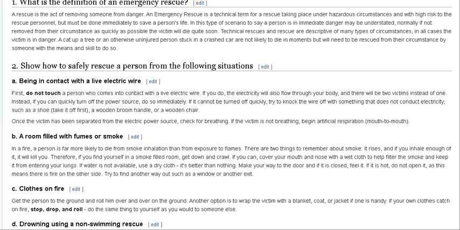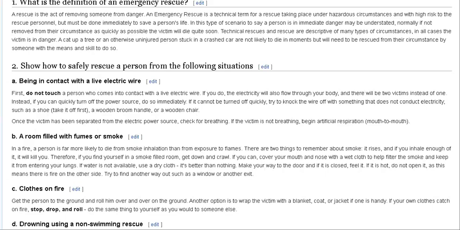A room full of fumes or smoke. In a fire, a person is far more likely to die from smoke inhalation than from exposure to flames. There are two things to remember about smoke. It rises, and if you inhale enough of it, it will kill you. Therefore, if you find yourself in a smoke-filled room, get down and crawl. If you can, cover your mouth and nose with a wet cloth to help filter the smoke and keep it from entering your lungs. If water is not available, use a dry cloth because it's better than nothing.